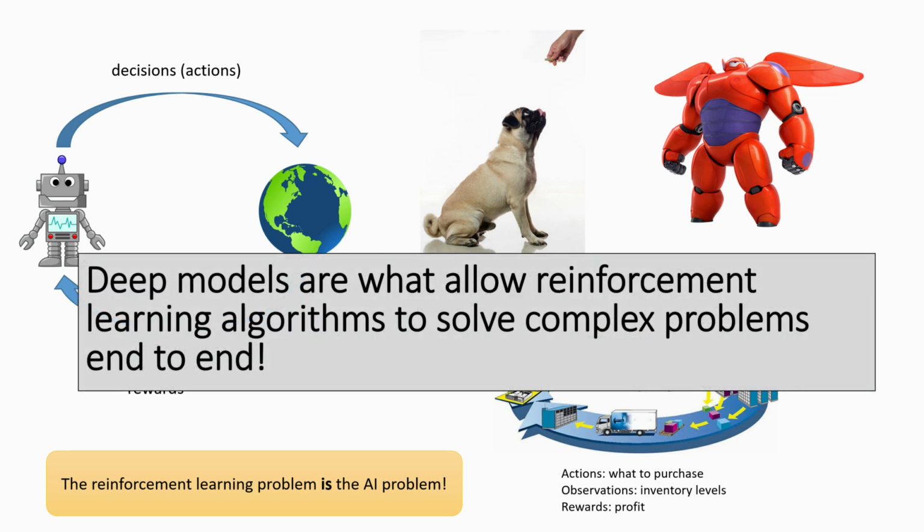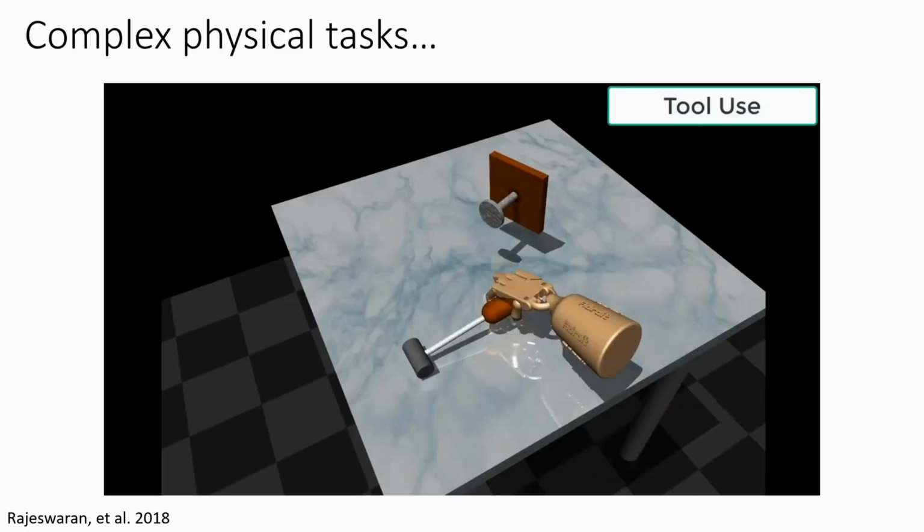And deep models are what's going to allow reinforcement learning algorithms to solve complex problems end to end. So reinforcement learning is the algorithmic foundation, and deep models are the representations that can allow us to make that algorithmic foundation applicable to general problems. So what kind of problems can we try to solve with reinforcement learning? Well, there's quite a big variety.